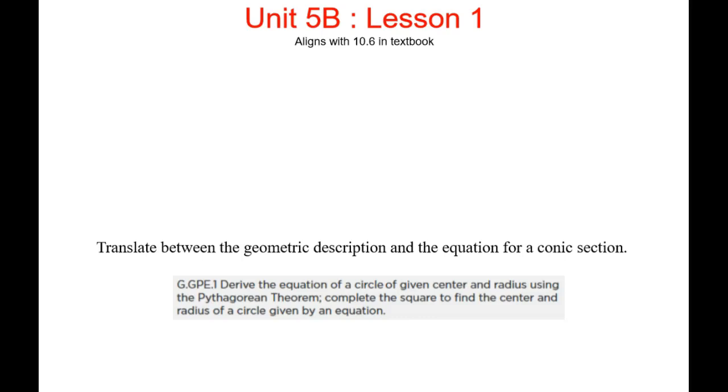Unit 5B, Lesson 1. In this lesson, we're going to further work with circles. We're going to derive the equation of a circle given the center and the radius using the Pythagorean theorem. And then we're also going to use the process of completing the square to find the center and the radius of a circle.